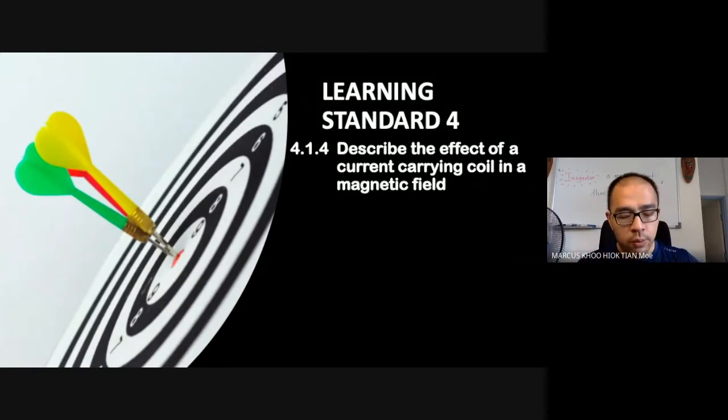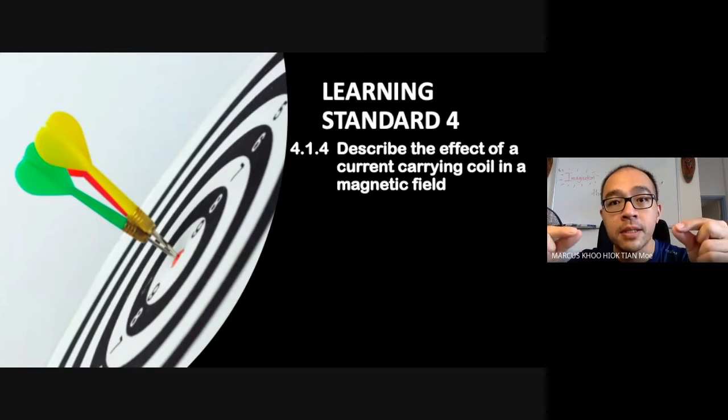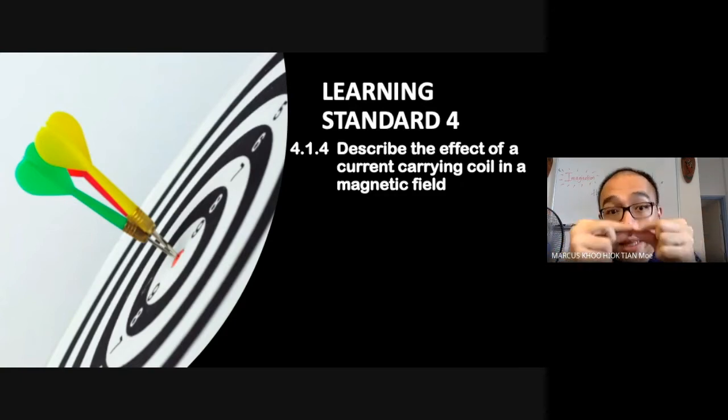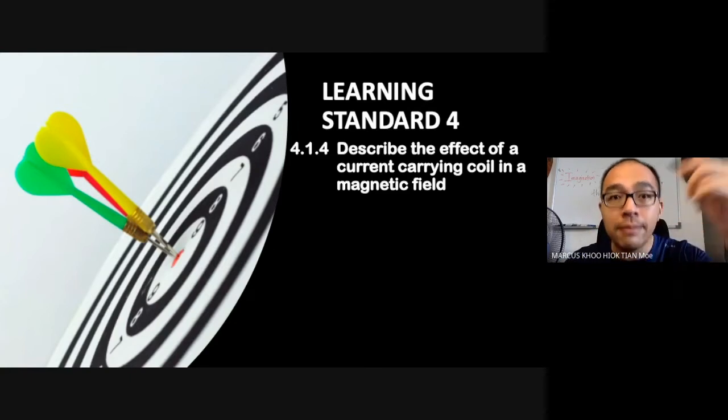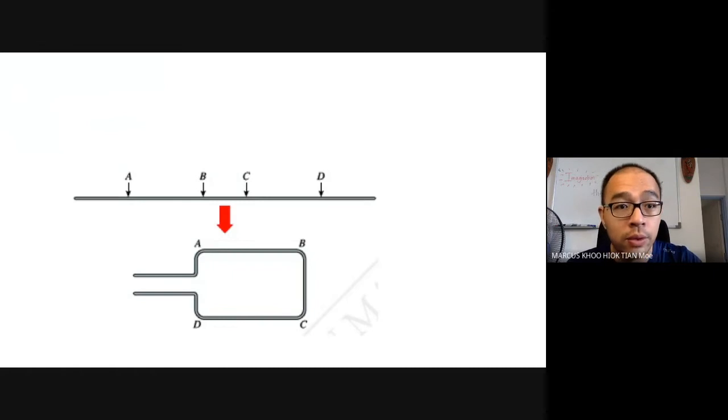Okay. So far, we have seen how it works if there is just one rod. Just one piece of copper rod, and you have current flowing in that one rod. But now, I want to up the game, and say that what happens if we have a coil. Coil is a loop. And this is what a coil would look like.